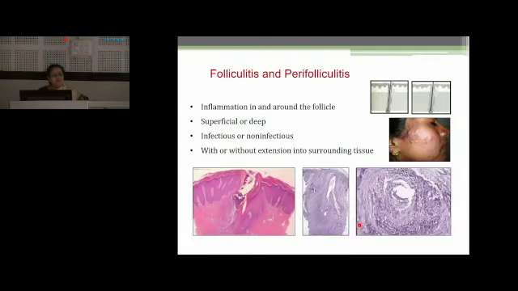Folliculitis and perifolliculitis are characterized by inflammation in and around the hair follicle. It can be superficial or deep, and the type of infiltrate depends on the stage of the disease. It may be infectious or non-infectious, and it may extend into surrounding tissue even up to the reticular dermis.